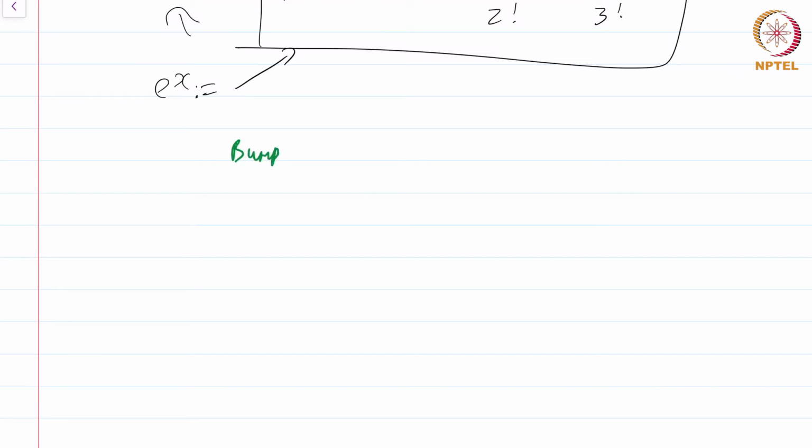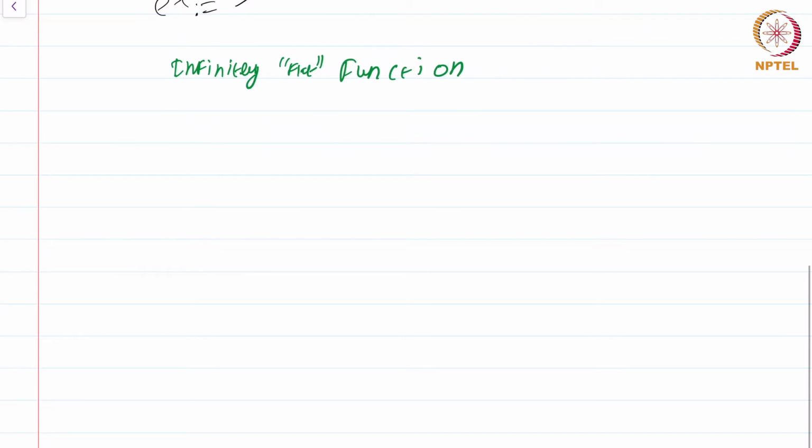I mean, this is not essentially the bump function. The bump function can be constructed using this function, but I am going to call it the bump function. Actually, better terminology would be infinitely flat function. Infinitely flat function. You will construct the bump function in the exercises using this infinitely flat function. How is this function defined? Well, let me just immediately begin with the lemma, which will have the definition in it.